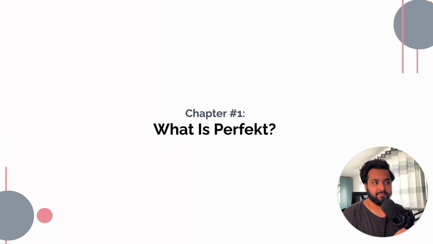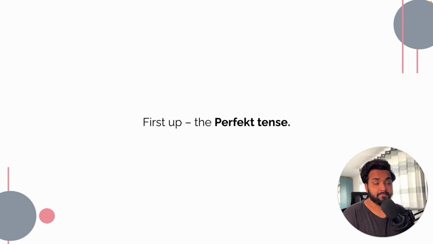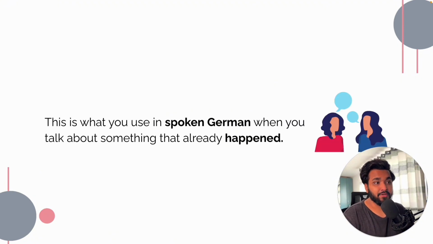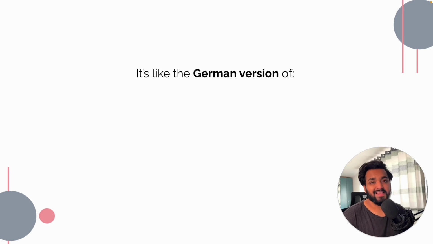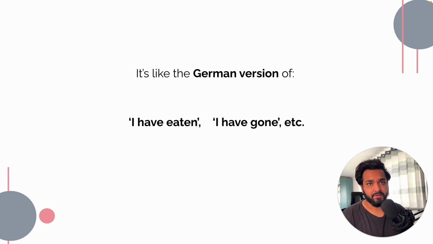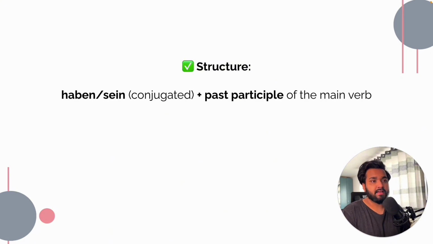So let's get started. I have divided this video into several chapters, and let's start with the first chapter, which is what is Perfekt. First up, the perfect tense. This is what you use in spoken German when you talk about something that already happened. It's like the German version of I have eaten or I have gone, etc. And here's the structure for you. Haben or sein conjugated depending on the subject, then the past participle of the main verb.